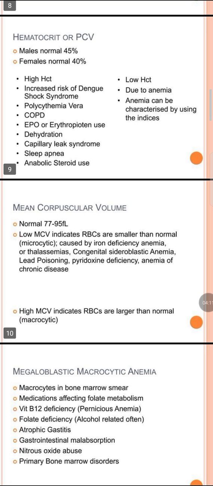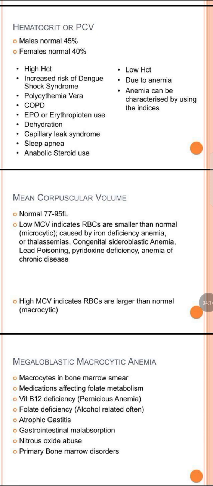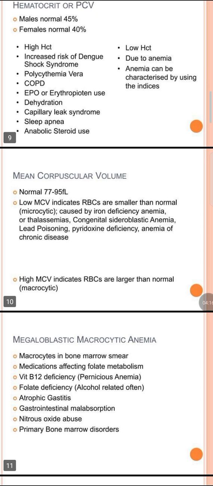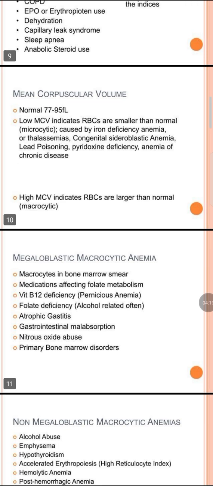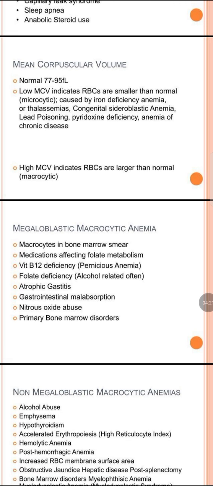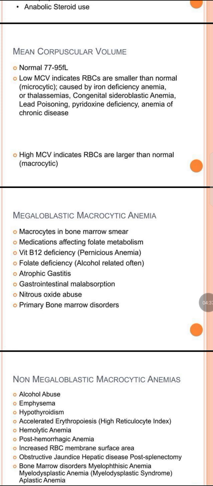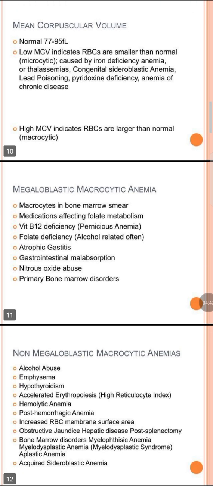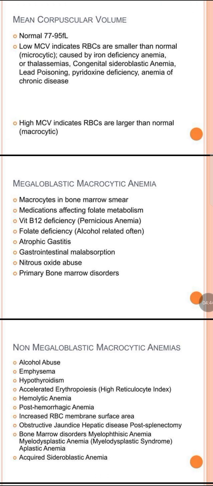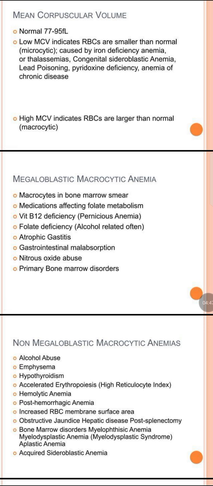This is hematocrit as well. Low hematocrit can also be seen in anemia. MCV, the one that I was saying here, is very useful for you to come up with whether it's microcytic, normocytic, or macrocytic. The normal is 77 to 95 femtoliters. Low MCV indicates red blood cells are smaller than normal, caused by iron deficiency, beta thalassemia, or lead poisoning.